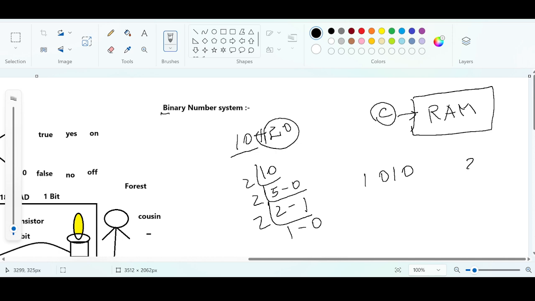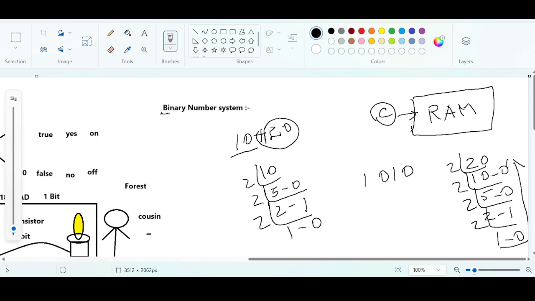One more number is the 20. This 20 needs to get converted to the binary number. Hence, the remainder is 0. 2 5s, again 0. 2 2s, again the remainder is 1. 2 1s, the remainder is 0. So from bottom to top you will write 1 0 1 0 0. This is representing 10. This is representing 20.